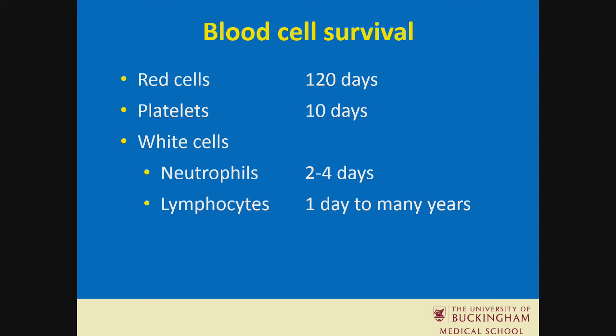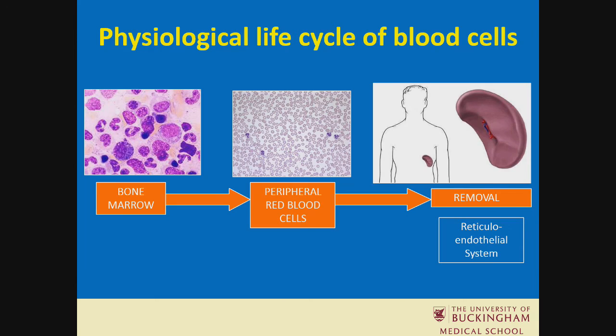Red blood cells survive for about 120 days in the circulation before they're eventually broken down in the reticuloendothelial system, which I'll talk about shortly. Platelets have a much shorter lifespan. Neutrophils last for a few days. Lymphocytes are mainly short-lived, but of course you've got your memory lymphocytes, which allow you to respond to a pathogenic challenge many years after your body has dealt with that infection for the first time.